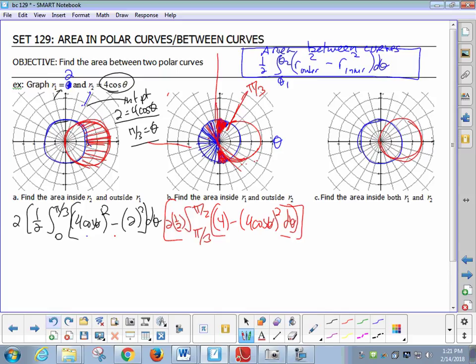Okay, now I need to add a half circle, which you can certainly do geometrically. 1/2 pi r squared, where in that case the r is 2. Okay, so far so good. Okay, yes?